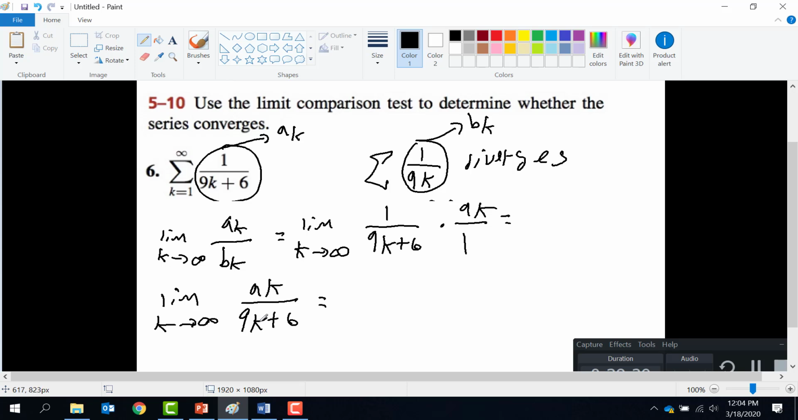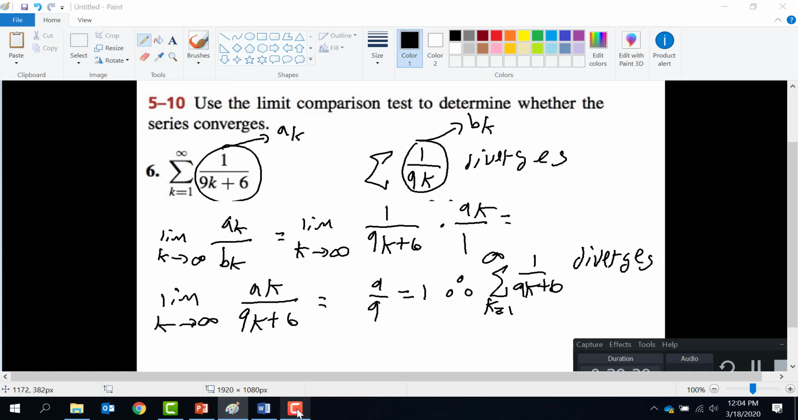And last semester, when you had a rational expression and the degrees were the same, what you would get is the leading coefficient of the numerator, 9, over the leading coefficient of the denominator, 9. And so since this is 1 and it's not 0, and it's finite, the limit comparison test tells you that the series you were looking at diverges, because the series you compared it to diverges.